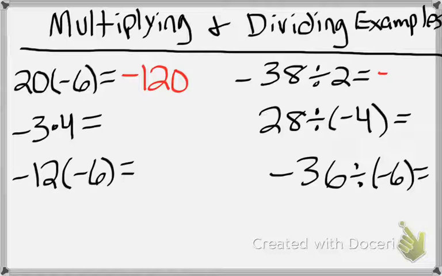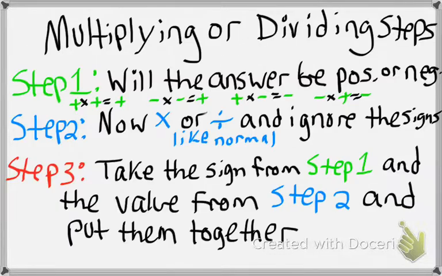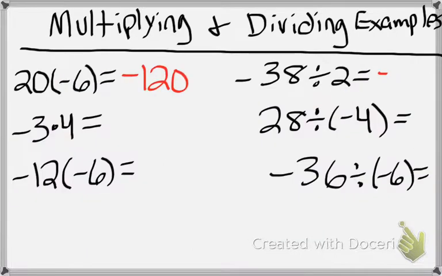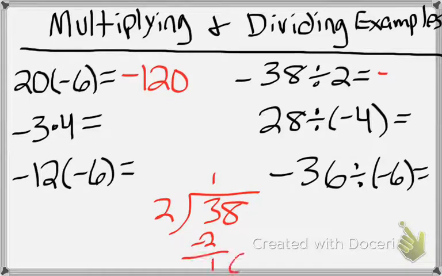Now we're going to do the division like we normally would, because remember that was step 2. Step 2 says, now multiply or divide like normal. In this case this is dividing, so we're not going to worry about multiplying. So we're going to divide like normal. In other words, 38 divided by 2. Feel free to do your long division. It goes in evenly, so you have no remainder. Sorry, I can't really fit it down there. So in other words, 16.